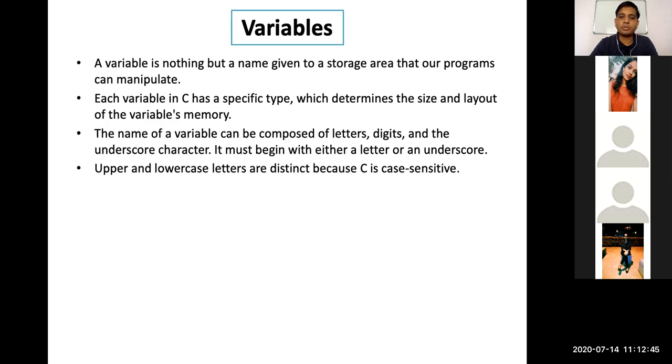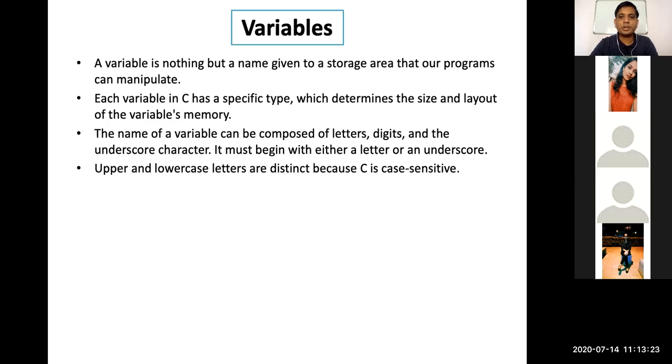For example, if I want to store 10 inside our computer, we must create a variable in which we can store the 10. Every variable should have a specific type, such as integer, character, float and double. These are the four basic data types the C language has. The name of the variable can be composed of letters, digits, and the underscore character. This is a very important rule that everyone should know, because this rule is common to all languages.